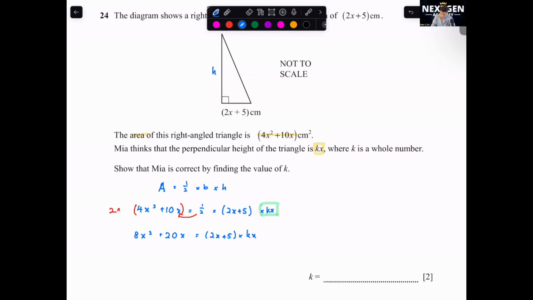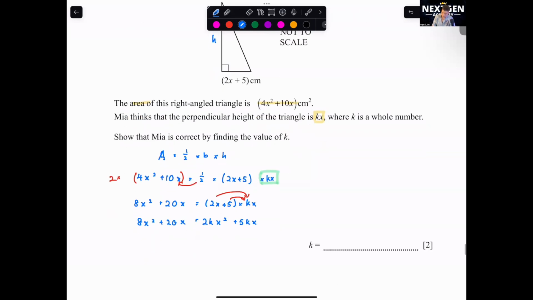From this part, you see both sides have x. All of these have an x value. So can we compare the values here? For this type of question, on the right hand side, we expand the bracket first. This times this, times this. So here will become 2kx squared plus 5kx. I think this will be the better way to do it.